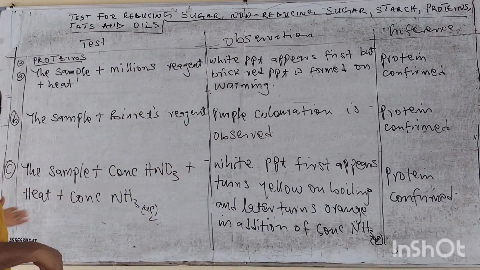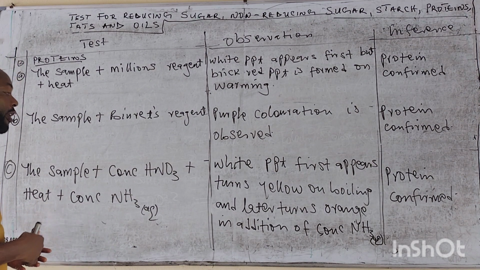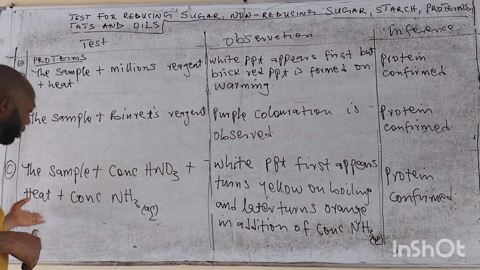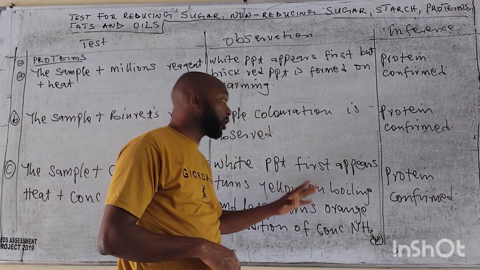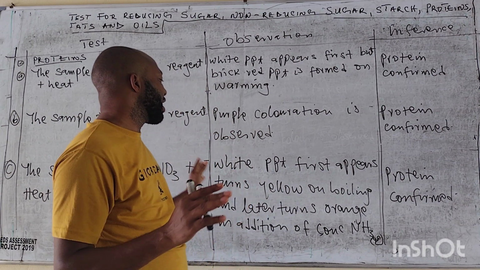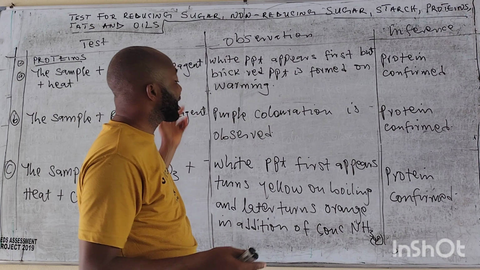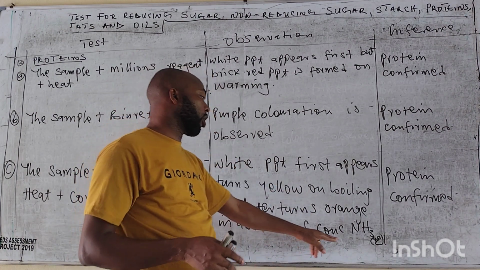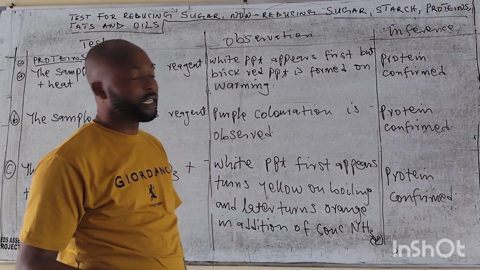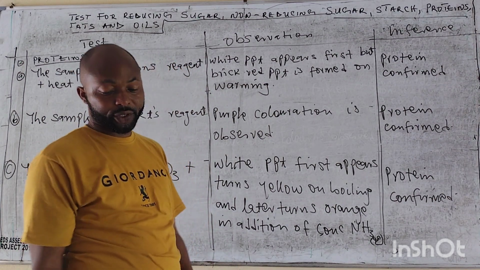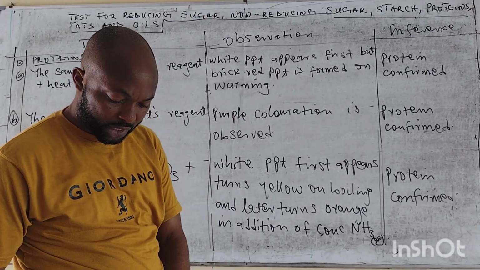And the last one: the sample plus concentrated HNO3, concentrated nitric acid, plus heat, plus concentrated ammonia. A white precipitate first appears and then turns yellow on boiling. As you are boiling it, it turns yellow, and later turns orange on addition of concentrated ammonia solution. Protein is still confirmed. Let's quickly look at tests for fats.